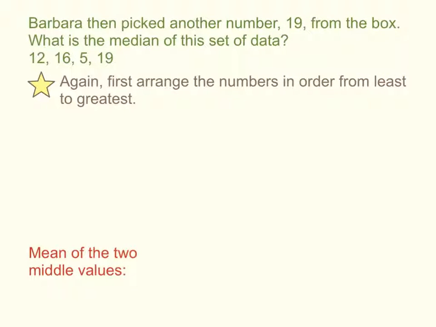Let's look at what would happen if Barbara picked another number, 19, from the box. What is the median of this set of data? 12, 16, 5, and 19. So remember, it's extremely important that first you arrange the numbers in order from least to greatest. So this set would be 5, 12, 16, and then 19. And let's cross off the numbers starting from the least, then to the greatest.